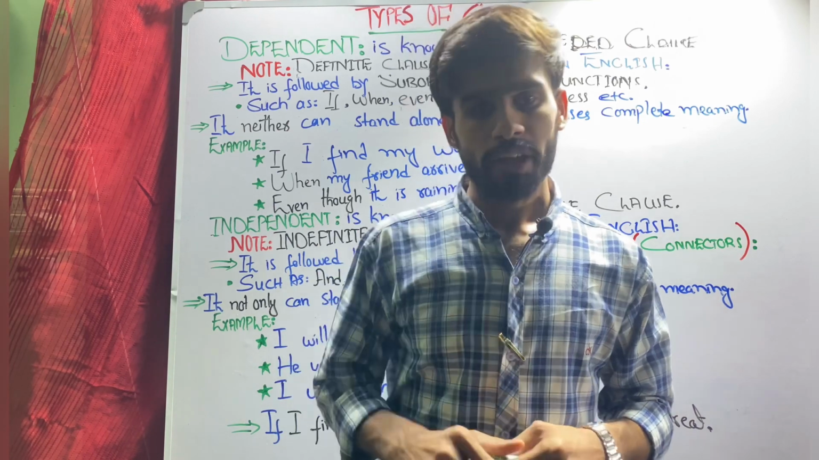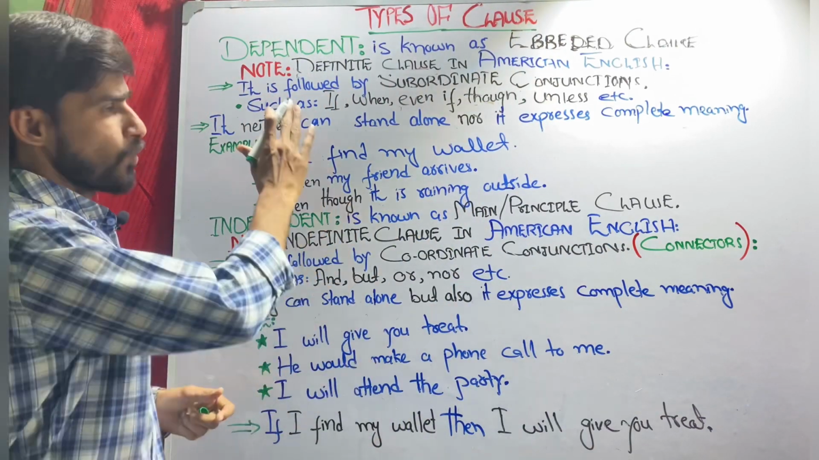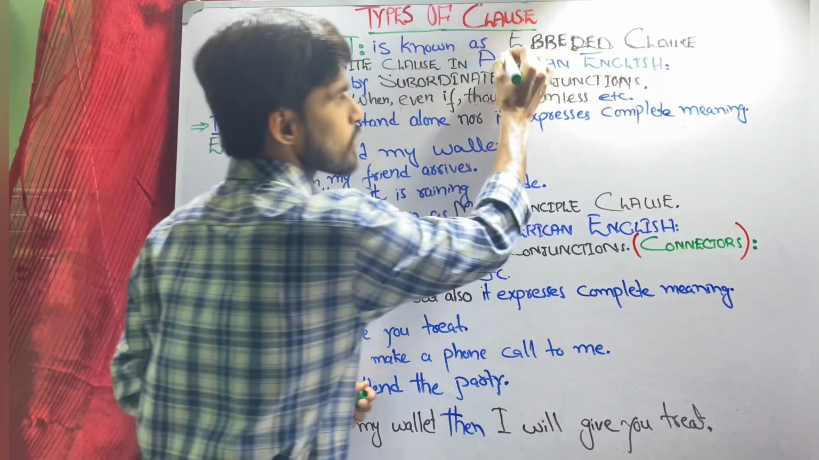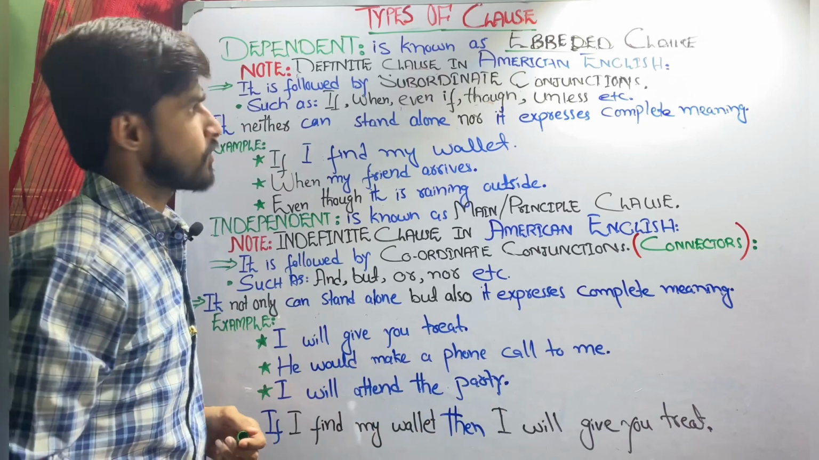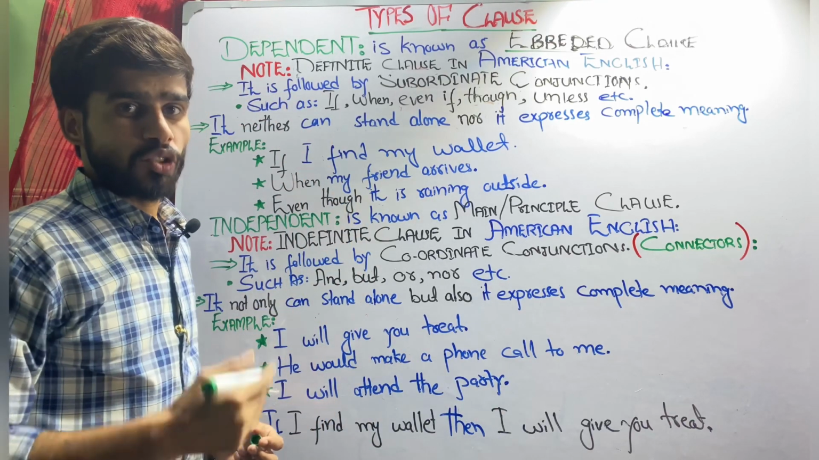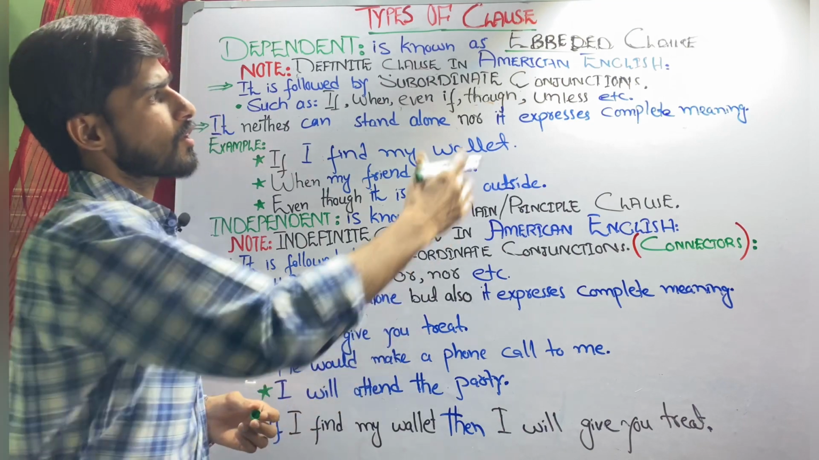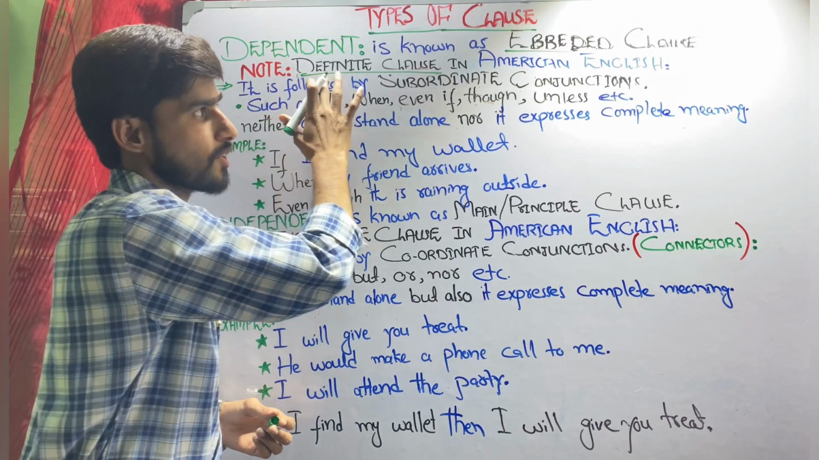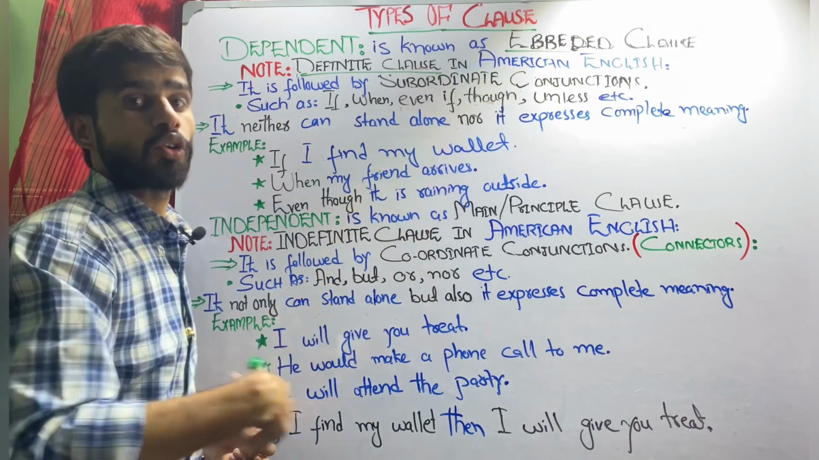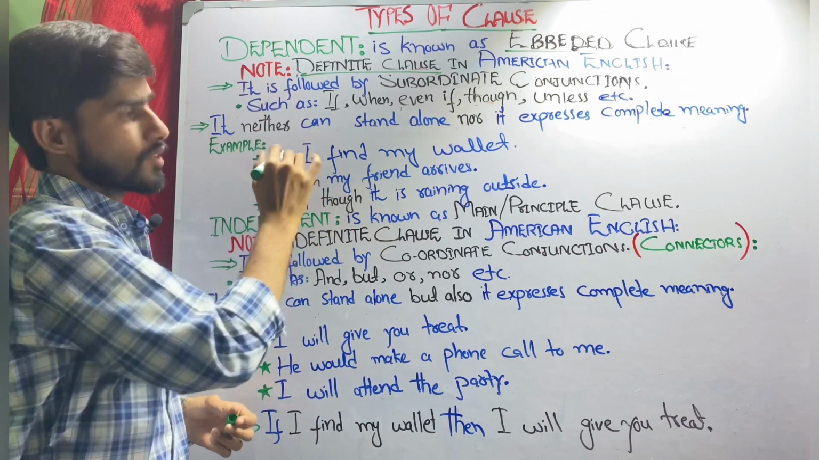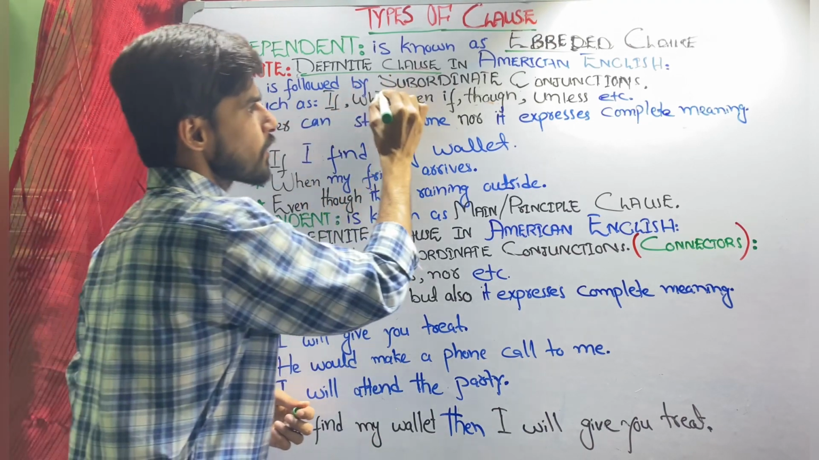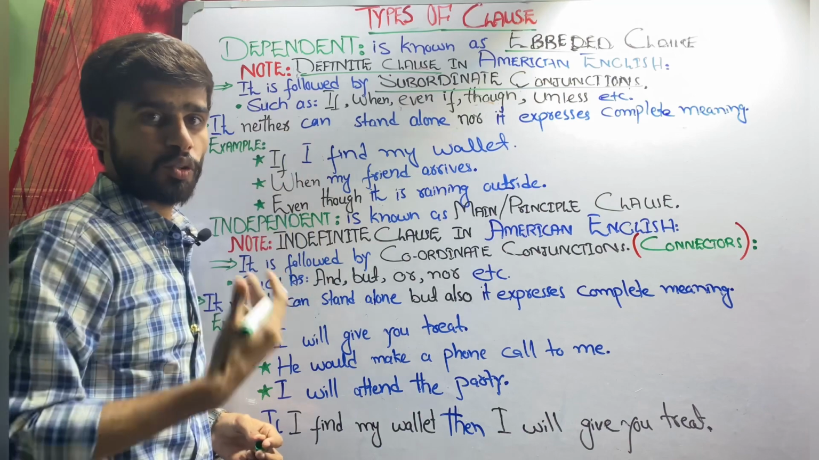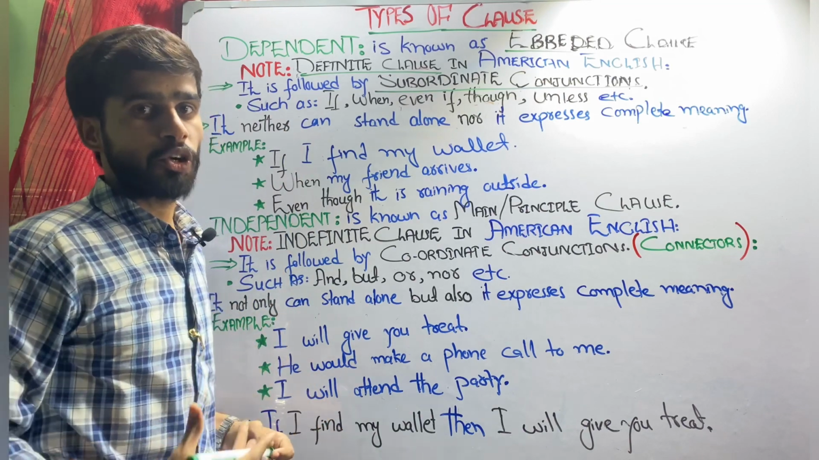Alright, so to begin with the types of clauses, first of all we will discuss the dependent clause. Dependent clause is known as embedded clause in IELTS. Dependent clause is known as definite clause in American English. One thing you have to keep in mind: it is North American English. Dependent clause is always followed by subordinating conjunctions, so that's why it is also known as subordinating clause or subordinate clause.